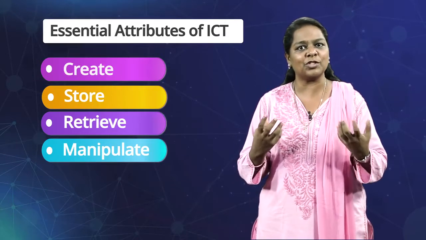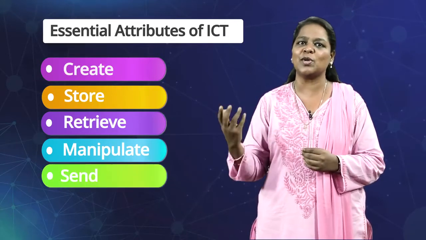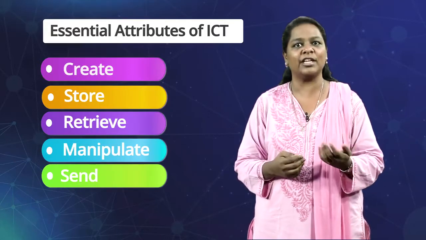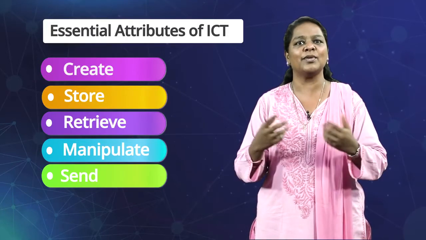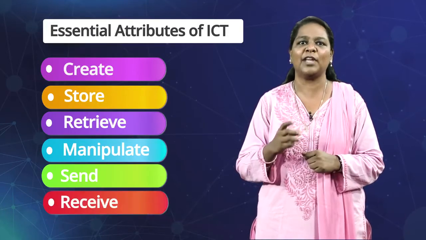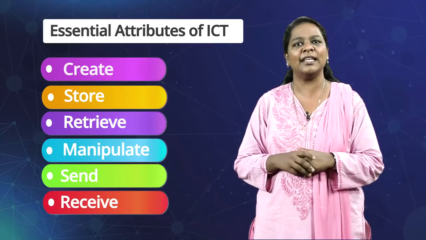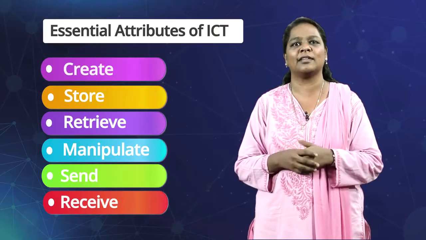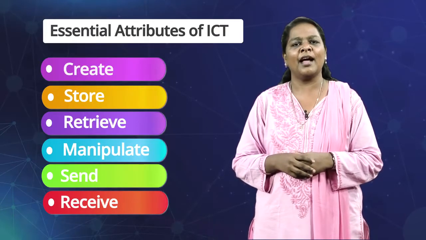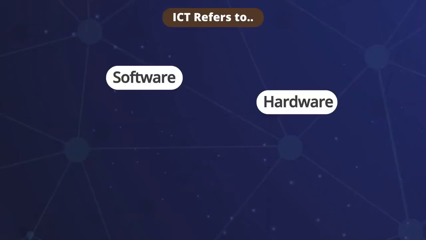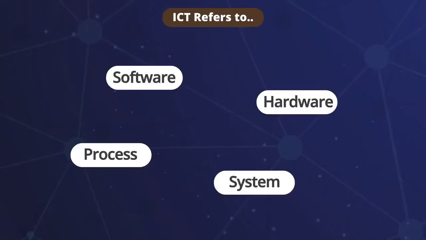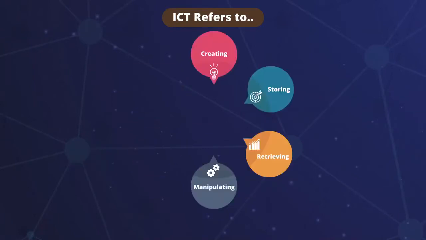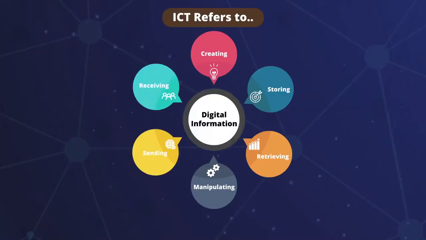The photo which we have stored in our mobile can also be sent to others using any medium like instant messenger, mail or social media. And also the person who receives it has a scope for giving feedback back in the digital medium itself through likes, comments or even sometimes descriptive feedback. Hence, ICT refers to a software or hardware or a process or a system that can create, store, retrieve, manipulate, send and receive digital information.